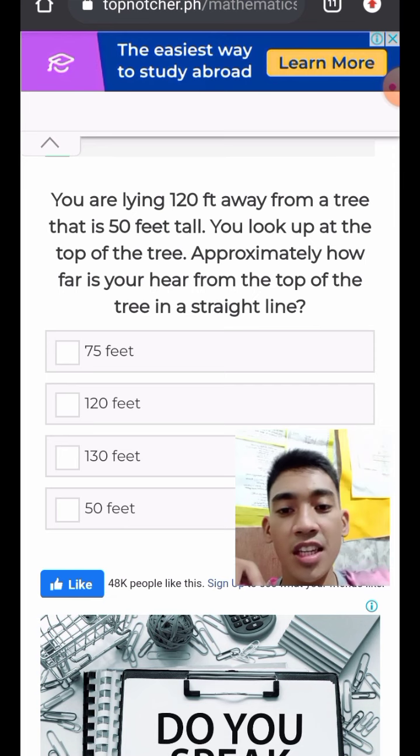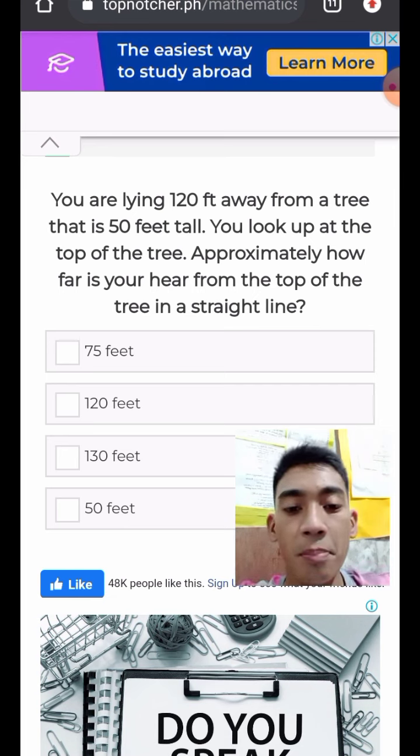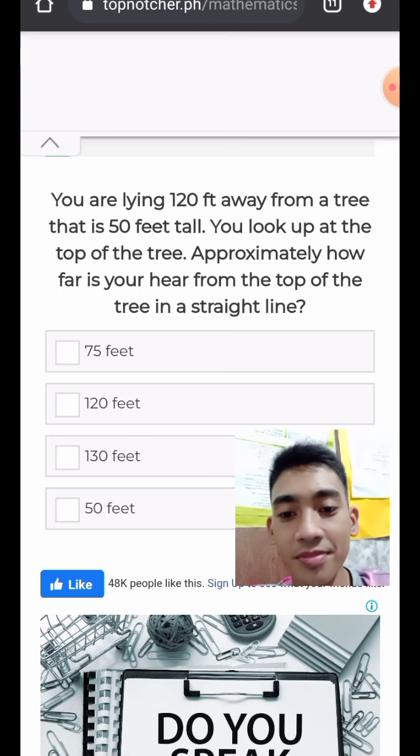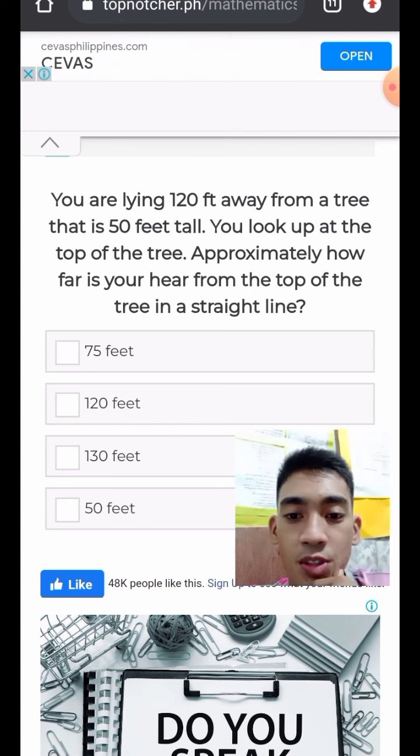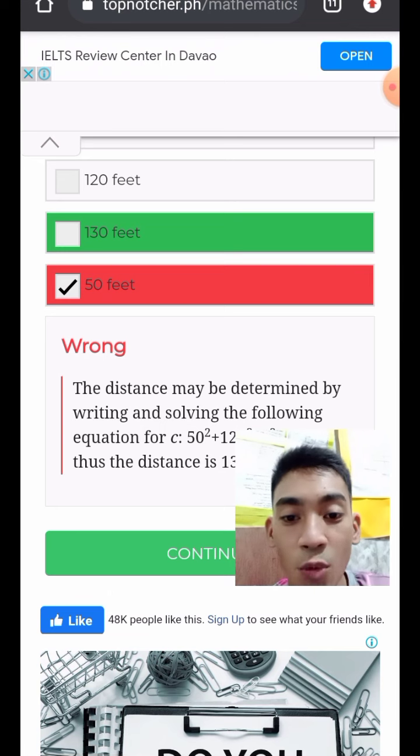So we will be using here the Pythagorean theorem, wherein c squared is equal to a squared plus b squared. So square the 120, square also the 50, and then add them. The sum of the square of 120 feet and the square of 50 feet will be added. Square root them to get the c. So let's try 50 feet. Okay, it's wrong. 130 feet.